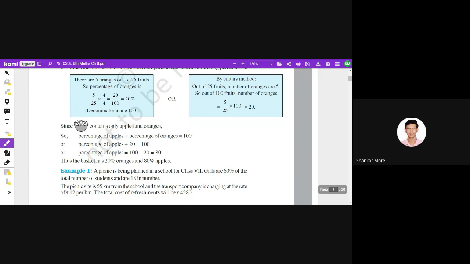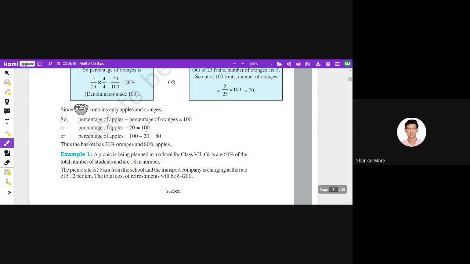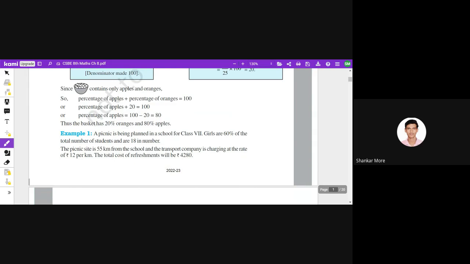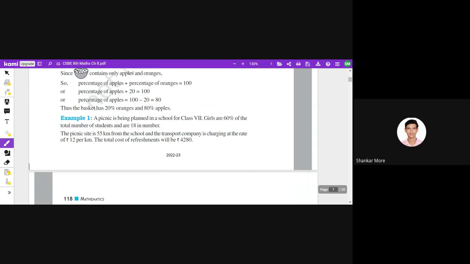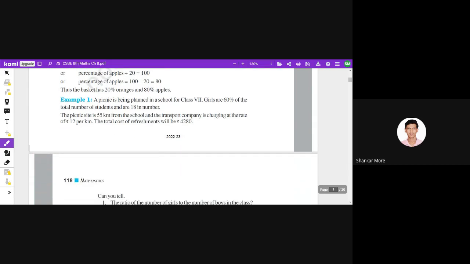The remaining fruits are nothing but apples. So if out of 100% fruits, 20% fruits are oranges, then the remaining 80% will be apples. This is pretty straightforward. So this is how we find percentages and ratios. We'll take one more example, which is a solved example. Let's see this example. A picnic is being planned in a school for class 8th.